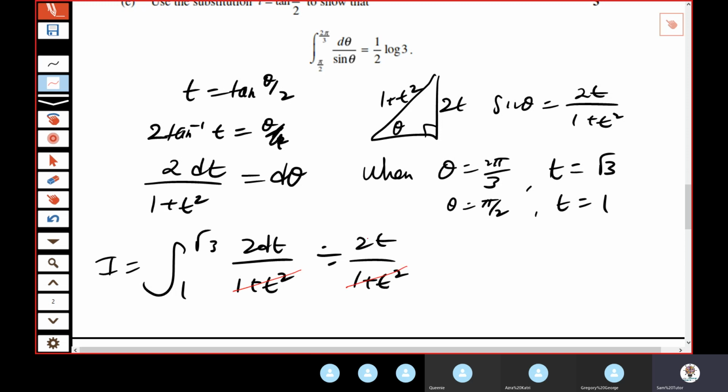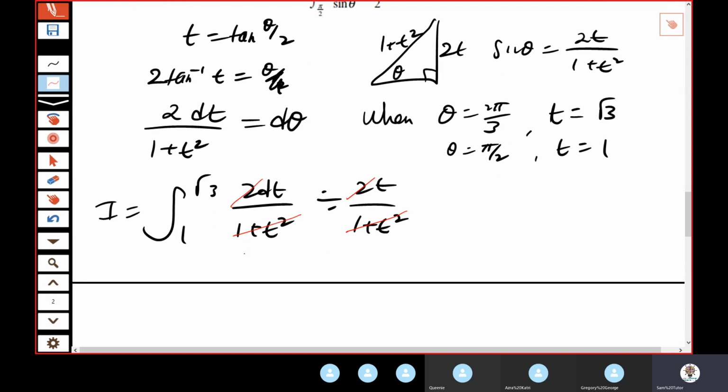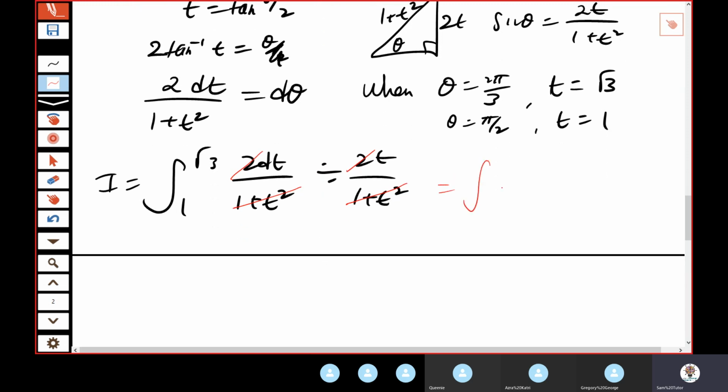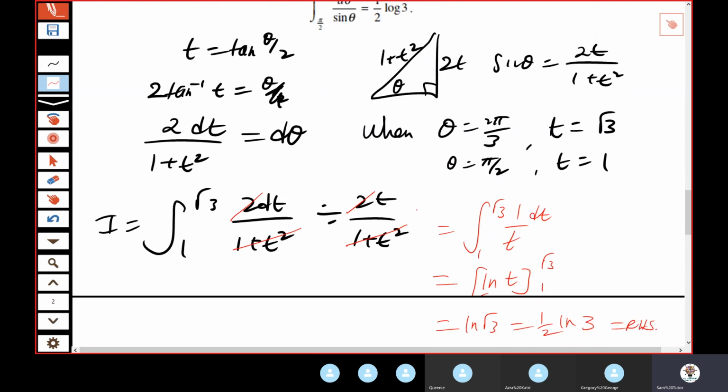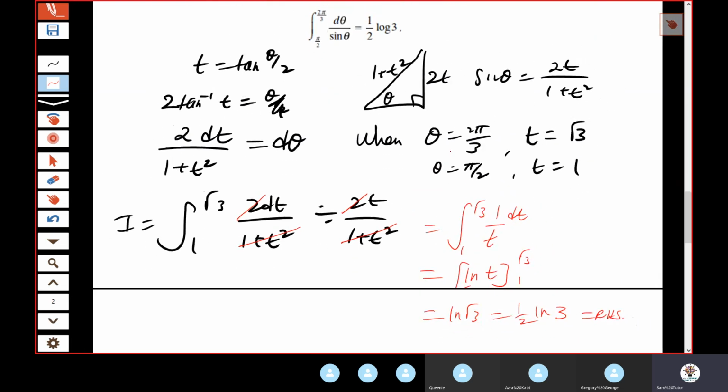This and this will cancel out. This and this will cancel out. This will go in the denominator. So you're pretty much left with the integral of 1 on t dt. This becomes a log. Log of 1 we know is 0. So the only answer you have is log of root 3, which is of course half log 3, which equals the right hand side. Exactly as required. So that wasn't actually too hard.